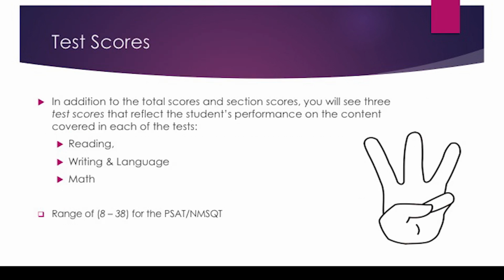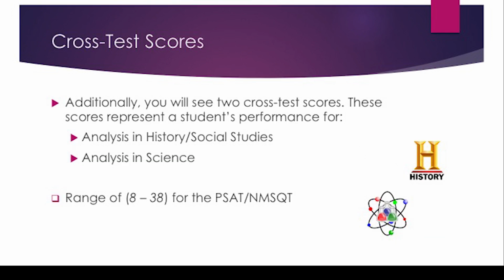In addition to total scores, the PSAT also has test scores that reflect the student's performance broken down into 3 areas: reading, writing and language, and math. This allows you to get more detailed feedback on the areas of your specific strengths and weaknesses. The range of scores is 8 to 38.